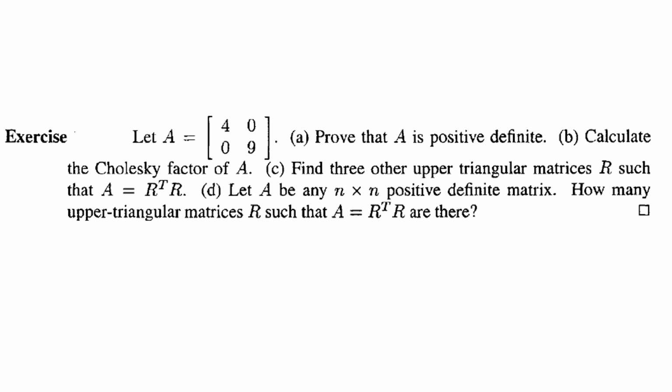Here is an exercise. A matrix is given. We have to prove that A is positive definite, and in part B calculate the Cholesky factor of A. You have to calculate the R matrix. In part C, find three other upper triangular matrices R such that A is equal to R transpose R. And in the fourth part, let A be any n cross n positive definite matrix. How many upper triangular matrices R are there such that A is equal to R transpose R?